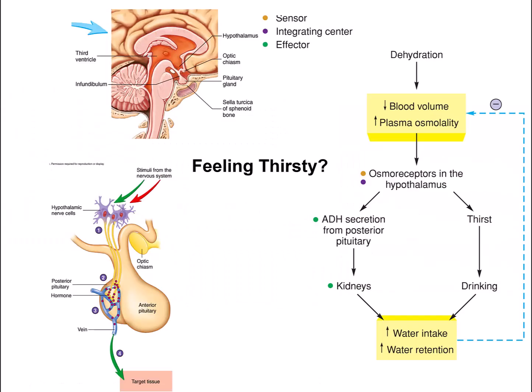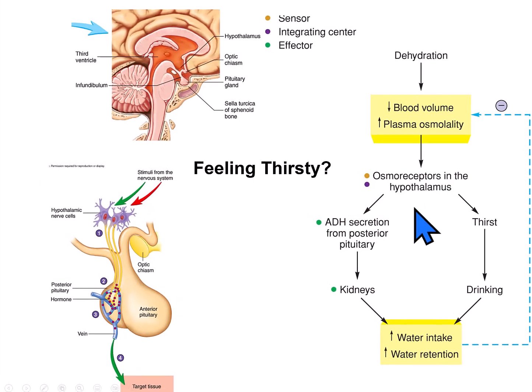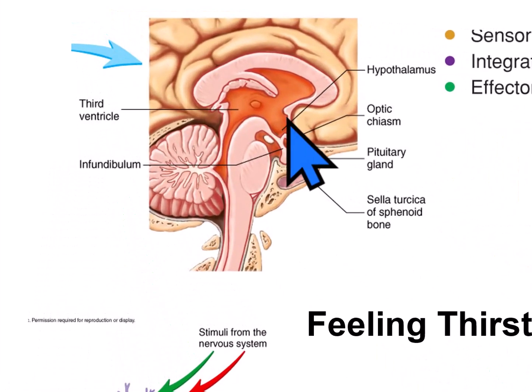Feeling thirsty. Let's apply what we know about osmosis to other physiological principles. Your thirst centers are located in your hypothalamus. Hypothalamus is part of the brain. It's just above the pituitary gland, and the two structures, the pituitary gland and the hypothalamus, are connected by this infundibulum. It's a stalk-like structure that holds them together.